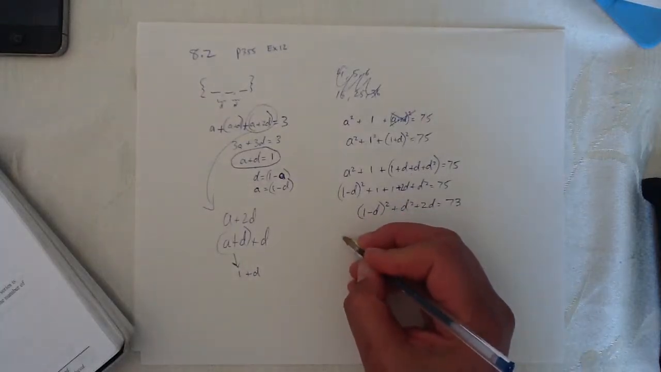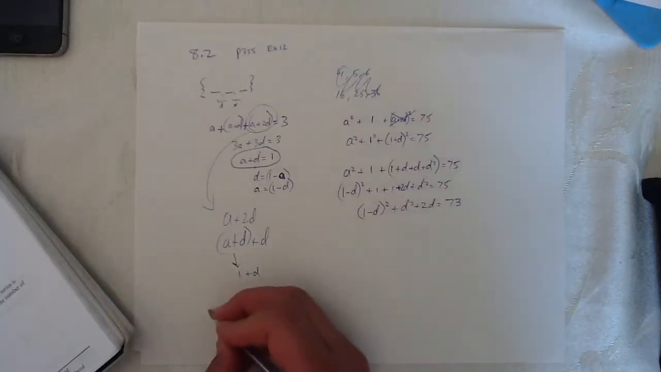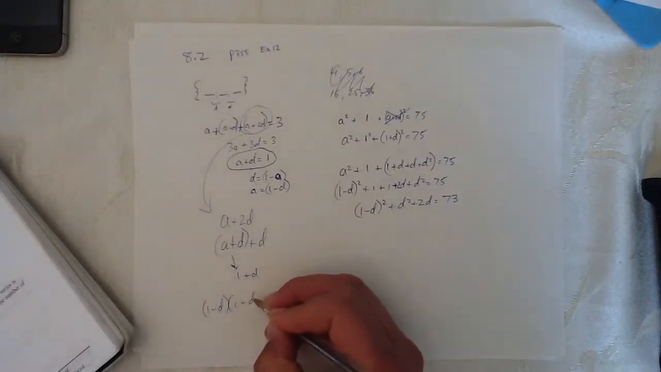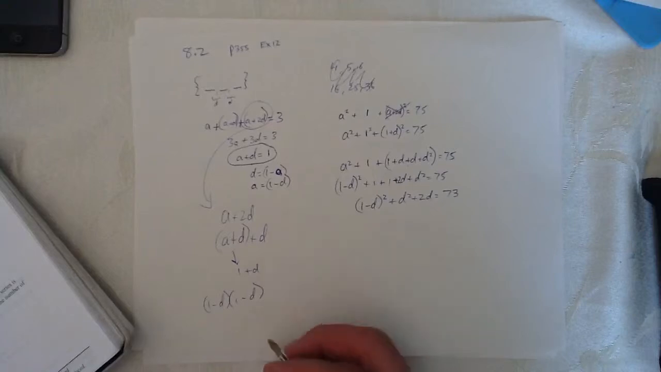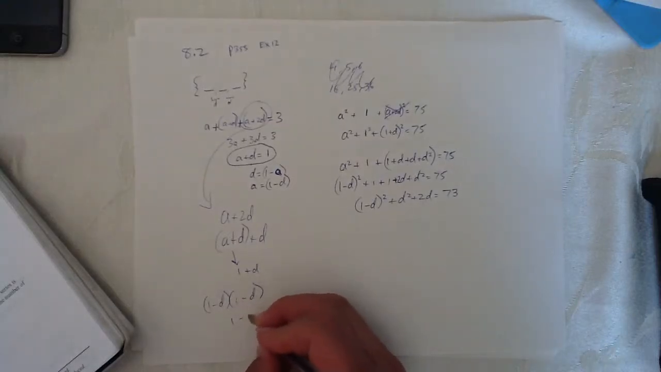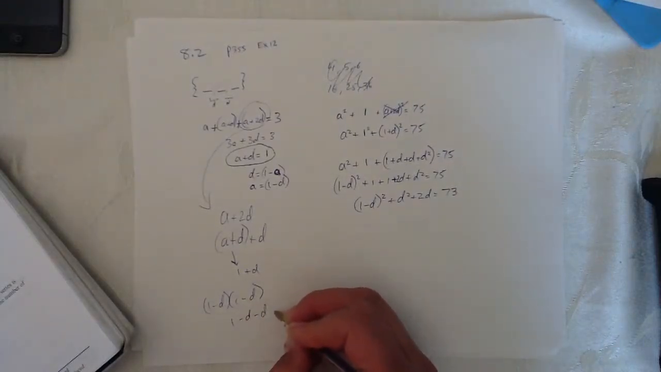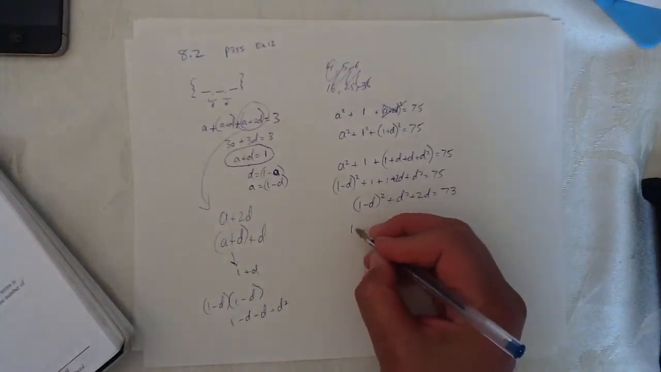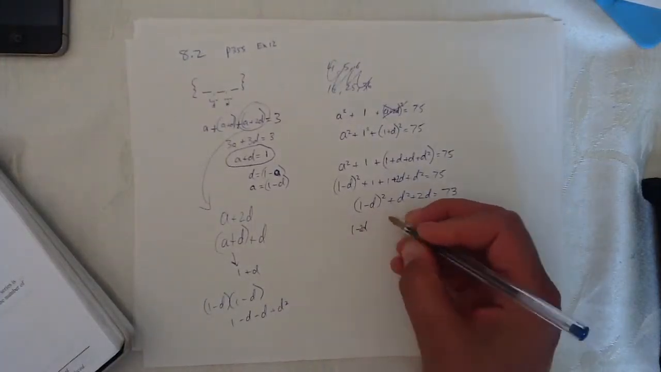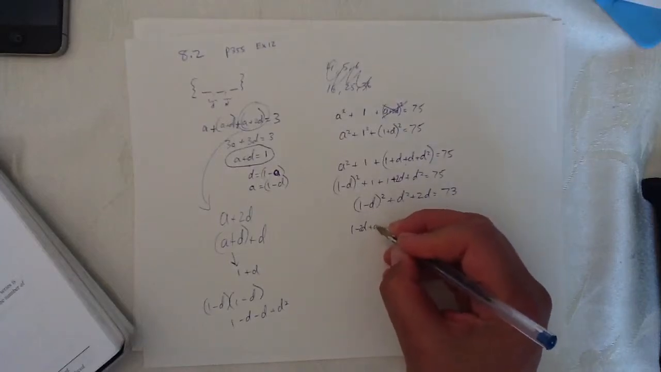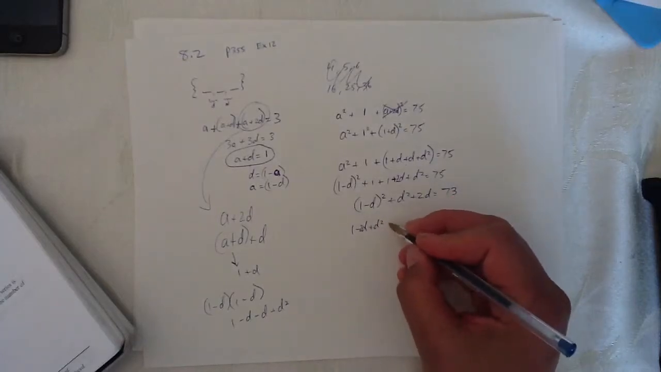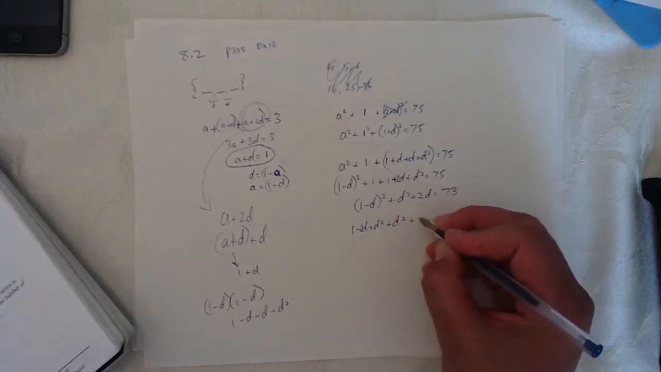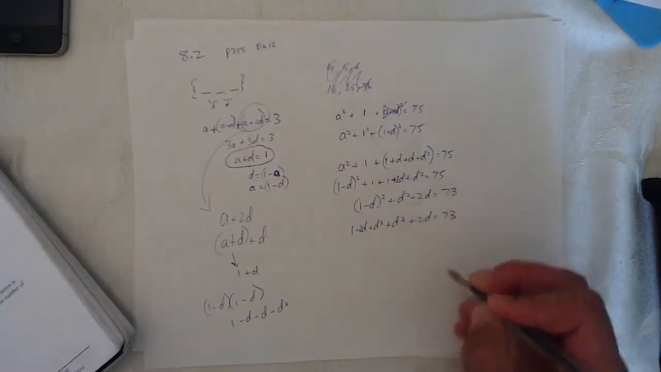And that would be, let's do it over here, 1 minus d, 1 minus d. And I get 1 minus d plus d squared. So I'll write that all out. 1 minus 2d plus d squared plus d squared plus 2d equals 73.